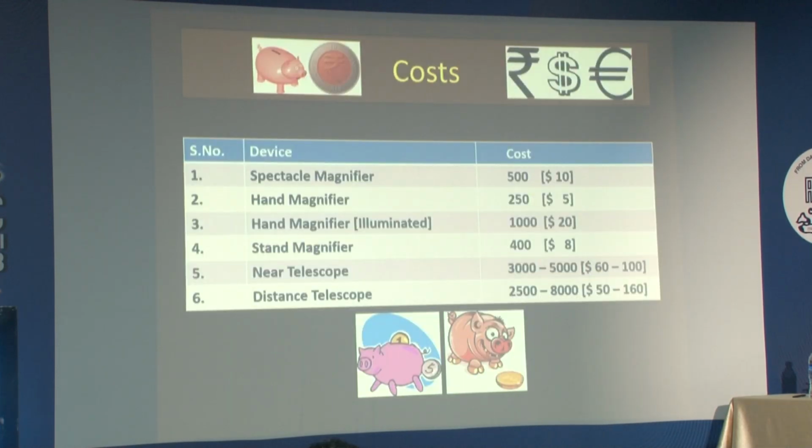So how much do these optical devices cost? That is a natural question which would come to your mind. And a spectacle magnifier would cost something like 500 rupees, and a distant telescope would cost something like 2,500 to 8,000 rupees if you're buying the inexpensive models, which are Japanese models or Korean models available in the market. So this is a table which shows you how much each of these devices costs. This is a rough figure.